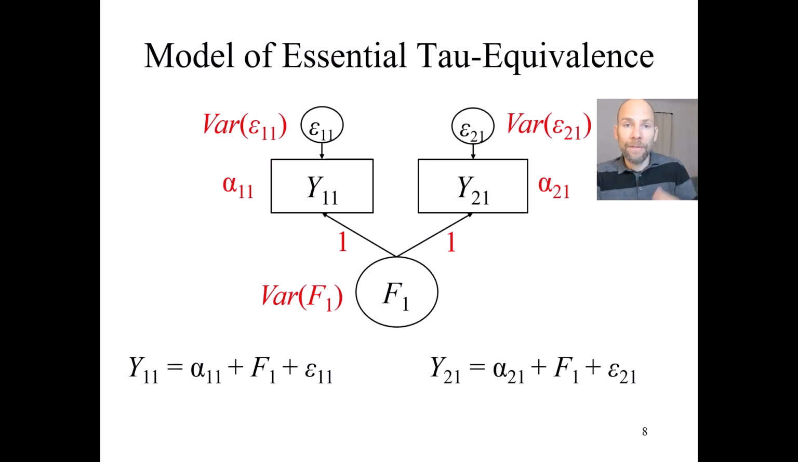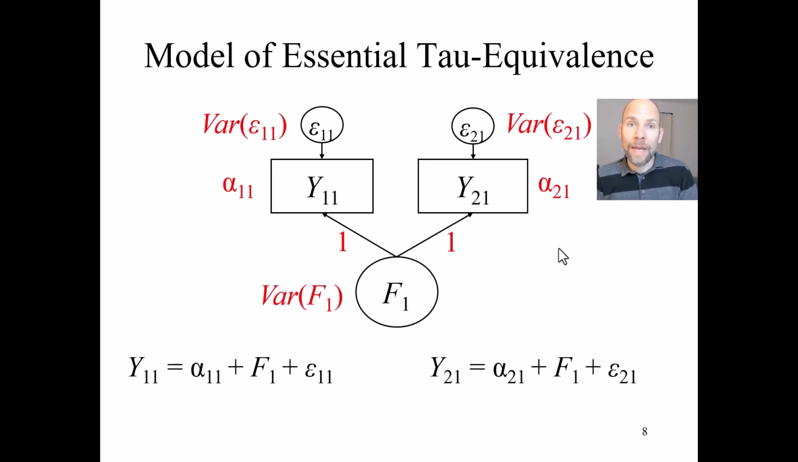So with this simplification of the model to essential tau equivalence, we have now 5 free parameters left, and it still remains to be shown that these 5 remaining parameters can be connected to observed information in such a way that there's a unique solution for each of the remaining unknown model parameters. And I told you previously that the information comes from the observed mean structure, the observed variable means, and the observed variances and covariances of the y variables.